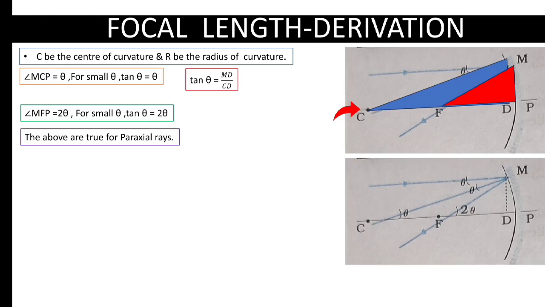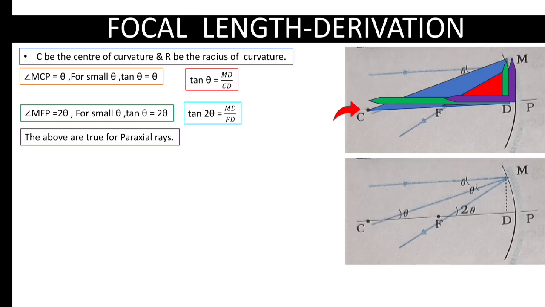If we see the triangle MCP, tan theta equals MD by CD. So MD is vertical and CD is horizontal. We know that tan theta is sin theta by cos theta, that is opposite by adjacent. So MD by CD equals tan theta. If we see the small triangle, tan 2 theta equals MD by FD. MD is the opposite side and FD is the adjacent side.